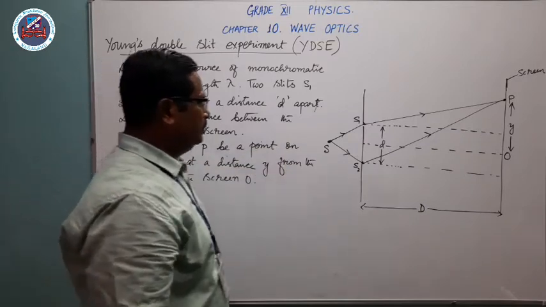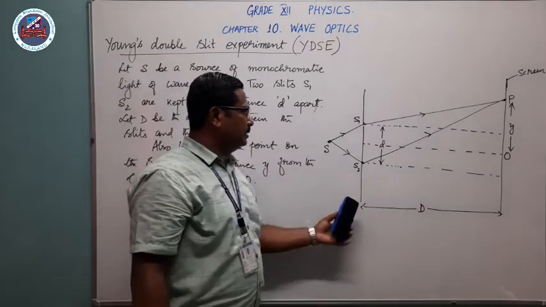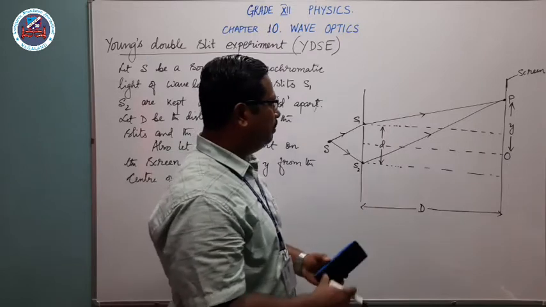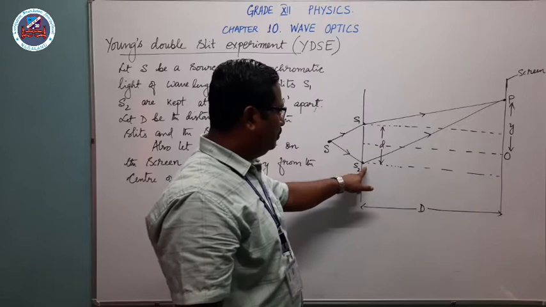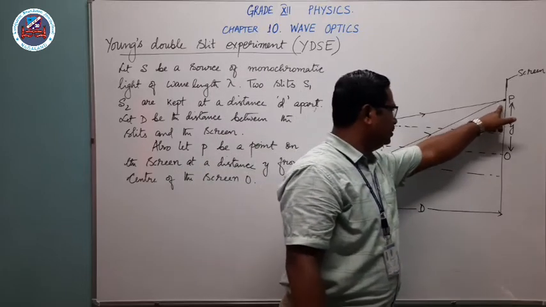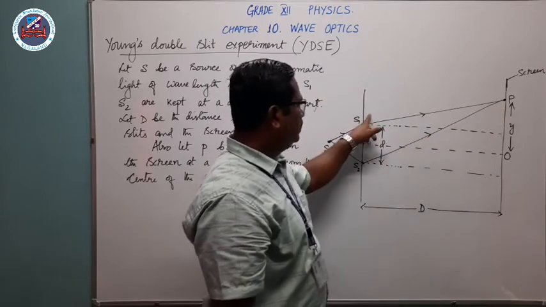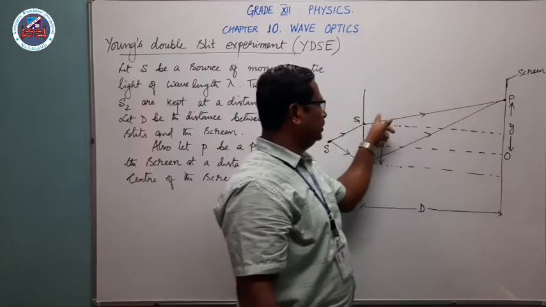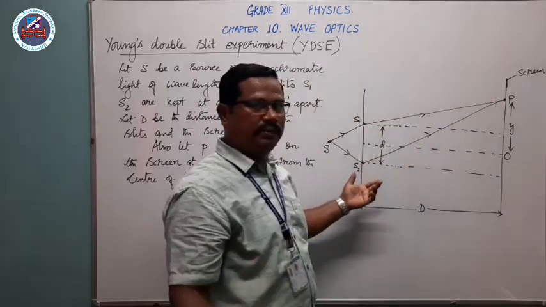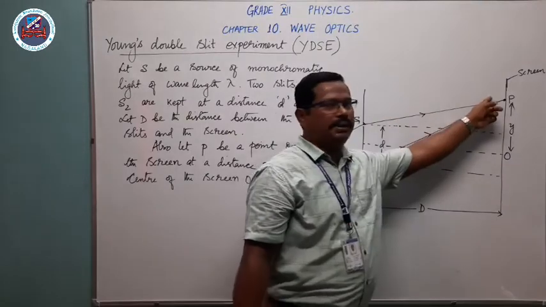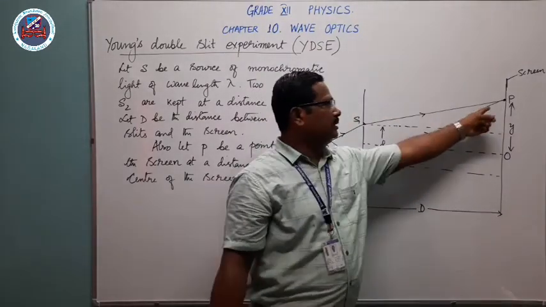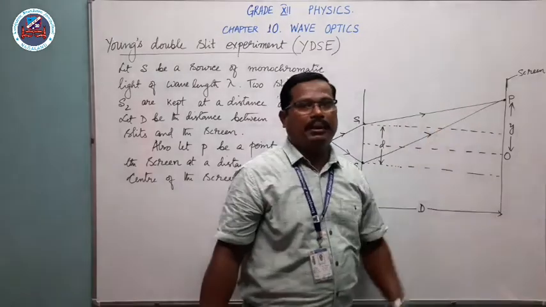Now, what you have to do here in this experiment is find out the path difference. You can see the path of S2 to P is longer and S1 to P is shorter. So the path difference you can easily find out as S2P minus S1P. The difference of these two distances will give you the path difference.